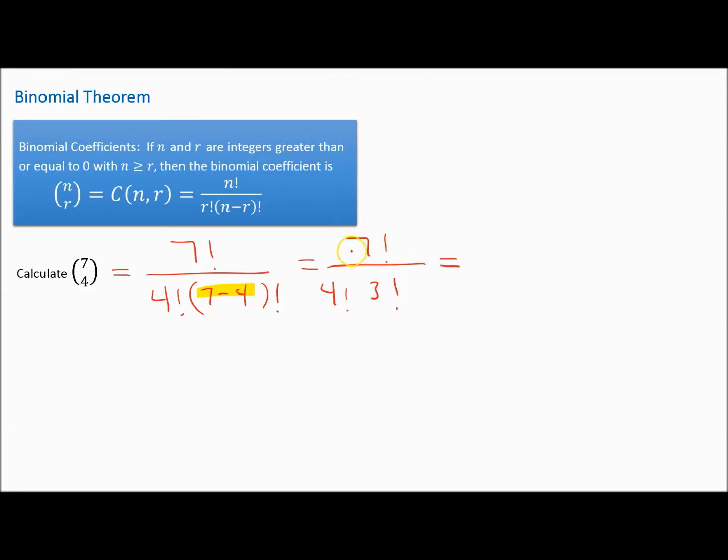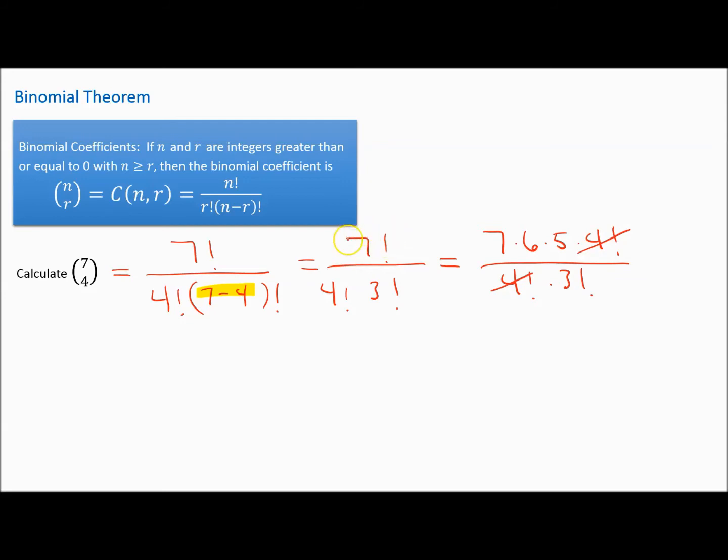You take the top one down to the biggest factorial in the bottom. So watch this. I'm going to write 7 factorial as 7 times 6 times 5 times 4, and then I'm going to put a factorial because we know it keeps going. And in the denominator, I have 4 factorial times 3 factorial. Now how does that help? I can cancel that 4 factorial and that 4 factorial. You see what I mean?